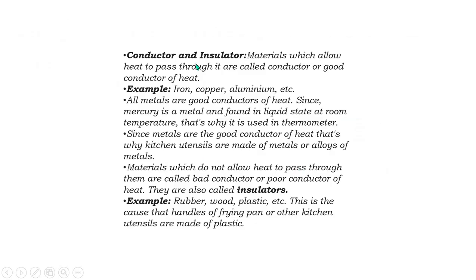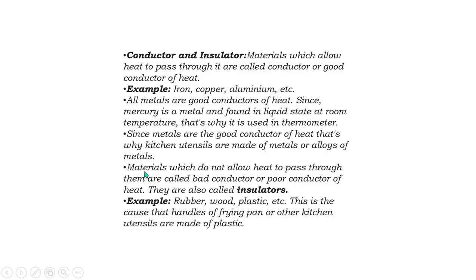And let's see conductors and insulators. First the conductors. Materials which allow heat to pass through them are called conductors or good conductors of heat. Examples are iron, copper, aluminium. And all metals are good conductors of heat. Since mercury is a metal and found in liquid state at room temperature, that's why it is used in thermometers. Since metals are good conductors of heat, kitchen utensils are made of metals or alloys of metals.